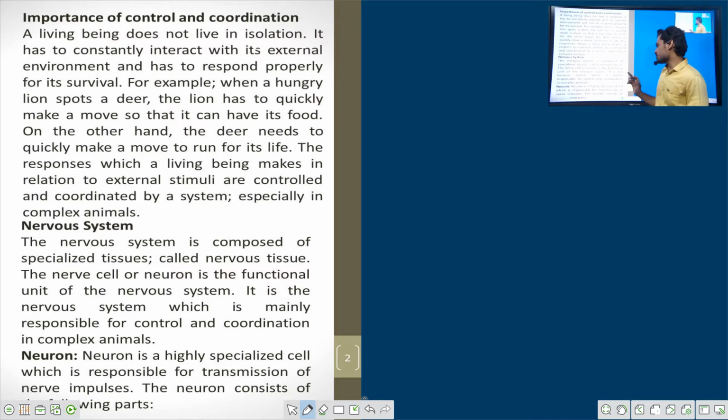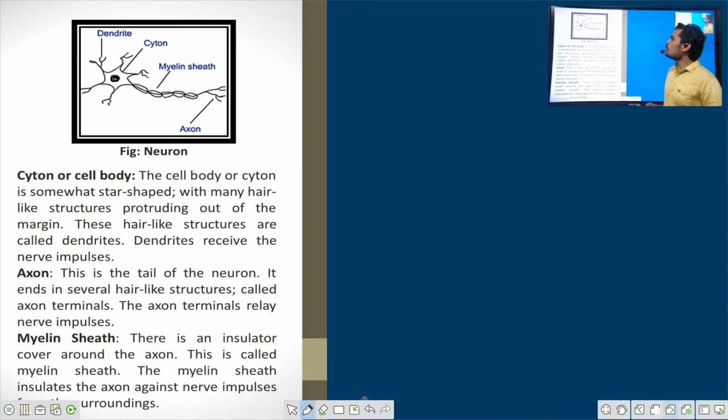A neuron is a highly specialized cell which is responsible for the transmission of nerve impulses. A nerve impulse is nothing but the signals we receive from the sensory organs. Usually we know that there are five types of sensory organs: hearing, sight, taste, touch and smell. The impulses are received by neurons, and the neuron consists of the following parts. Here is a schematic representation of a neuron, where we can see the dendrites, the cyton, the myelin sheath and the axon.